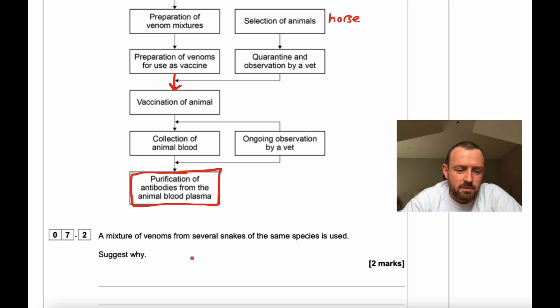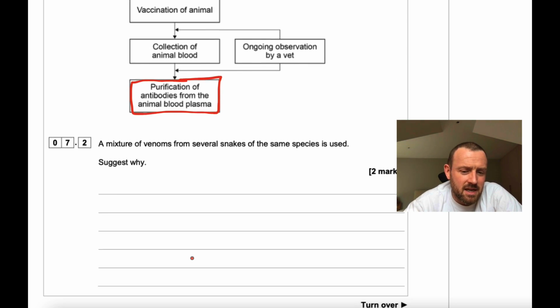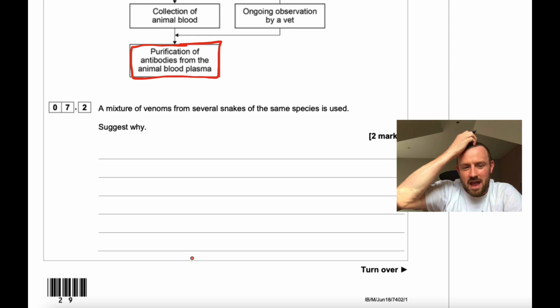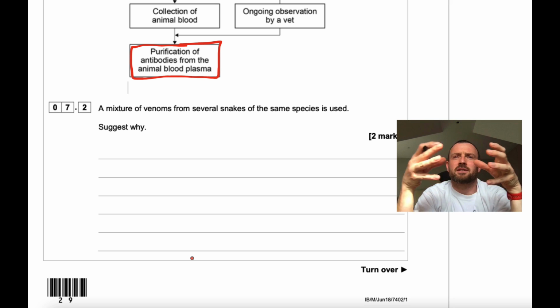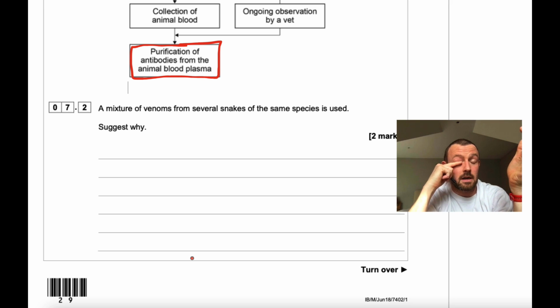7.2, a mixture of venoms from several snakes of the same species is used. Okay, so this is suggesting that there may be some variability in the venoms from different snakes, members of the same species. It would be no good if your antivenom only worked on, I don't know, 20% of king cobra bites. You want it to work on all king cobra bites. So use a range of different venoms from different king cobras to ensure that the antibodies can bind to the diversity of proteins from different populations of king cobras, I suppose.